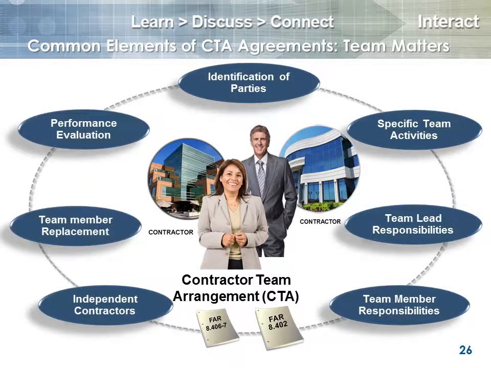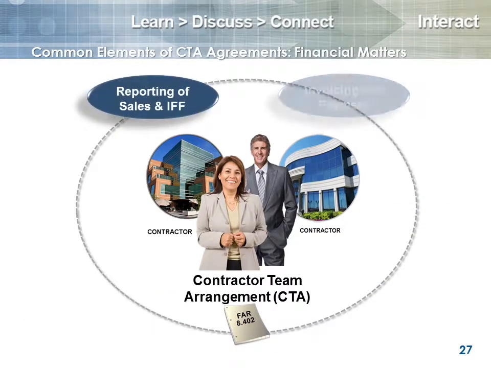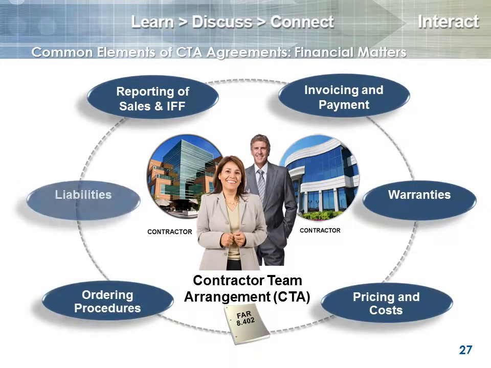Each requirement's going to be different. The team arrangement between the vendors is going to constitute what is important to the government in regards to meeting this need. So performance evaluation, specific team activities, independent contractors, all of the identification of the parties, just some more things that could be in the team arrangement if they were applicable. And then, of course, there could be these. All right, last slide on these things, okay? All right, but the element is that every requirement stands on its own.